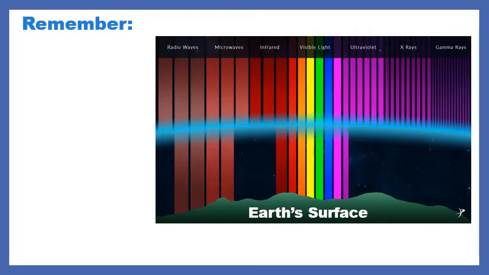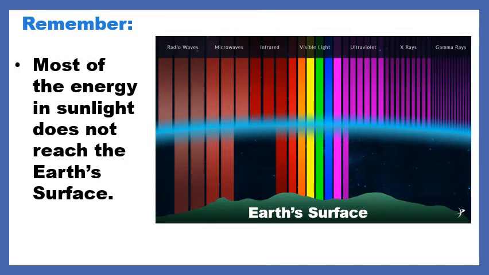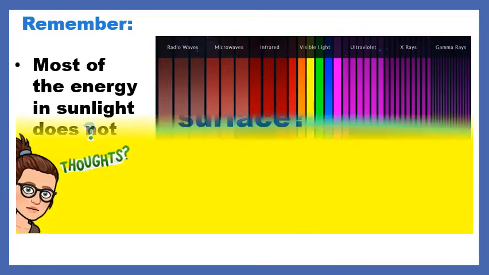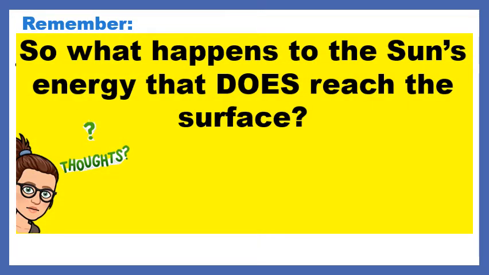Little reminder that most of the energy in sunlight does not actually reach Earth's surface. Please remember that was a question that I asked you yesterday in your Schoology homework, so make sure that's done. So what happens to the sun energy that actually does reach the surface? We know it's a lot less, but how does the Earth use it once it finally hits the surface?